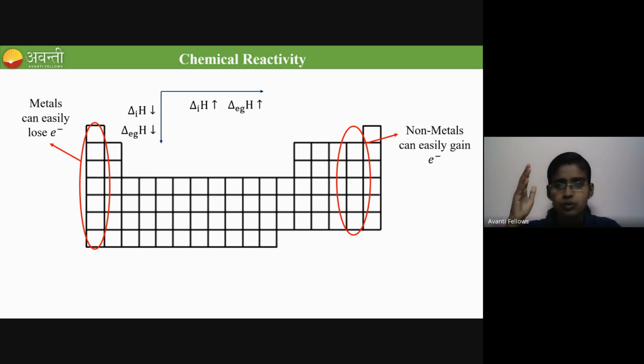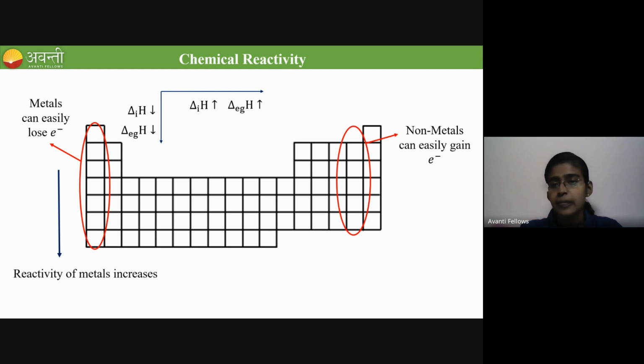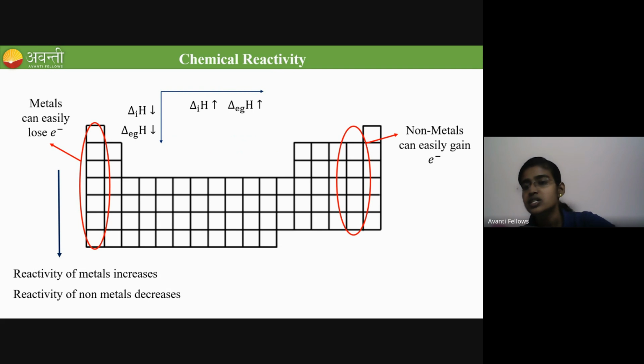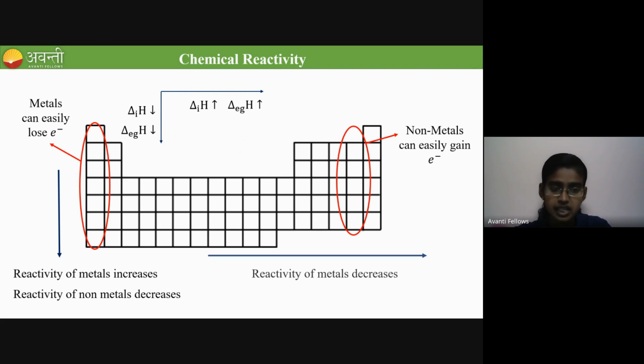Now on moving down the group, for metals the reactivity increases, and for non-metals the reactivity decreases. And if I want to talk about the trend across the period, the chemical reactivity of metals decreases across the period, and the reactivity of non-metals increases across the period. So this is the trend you have to keep in mind for the reactivity of metals and non-metals.